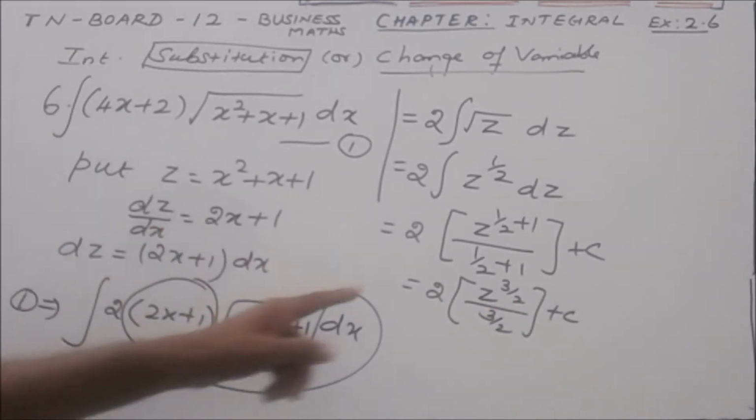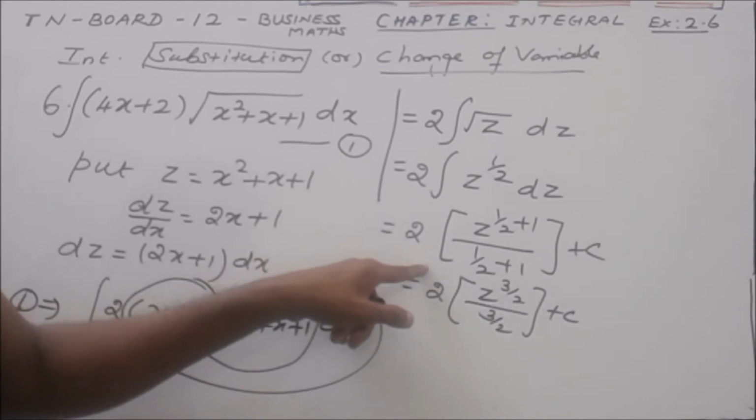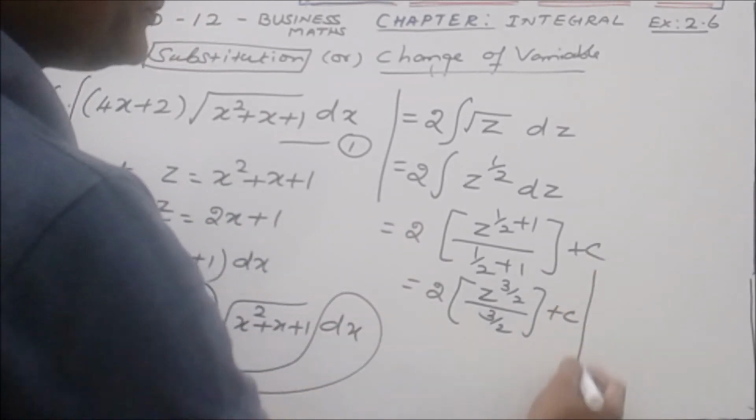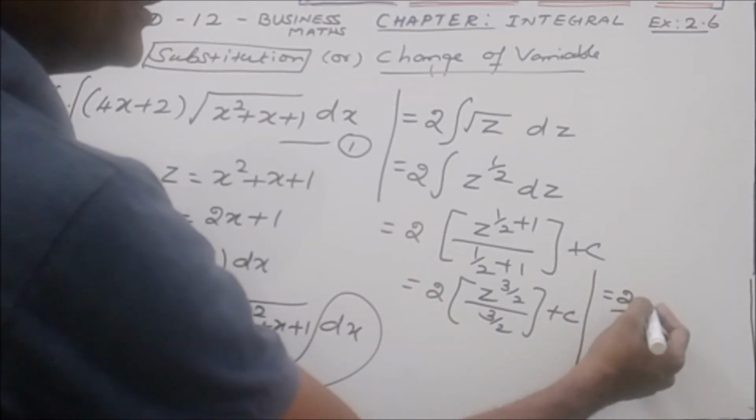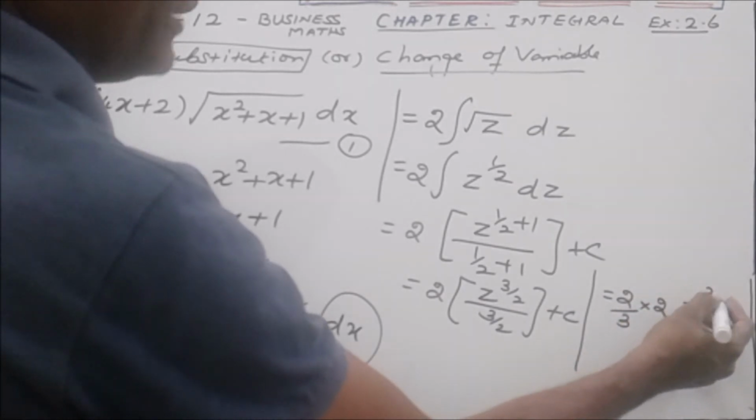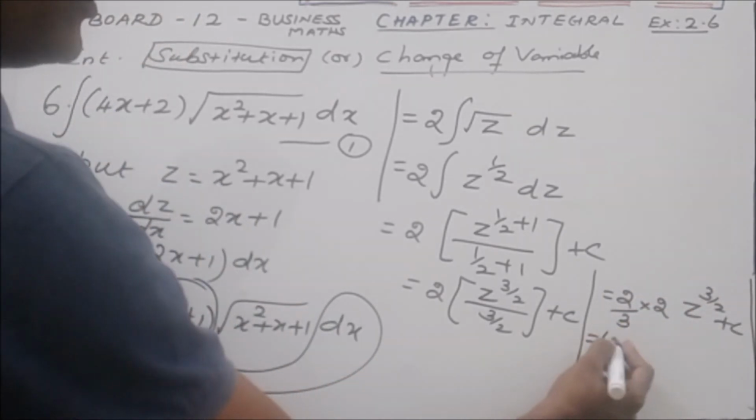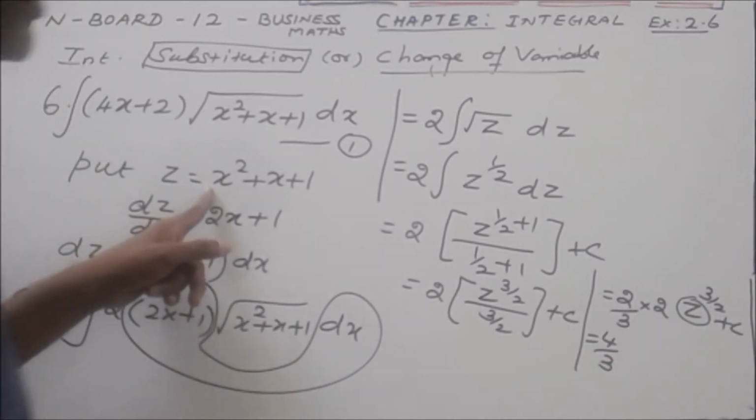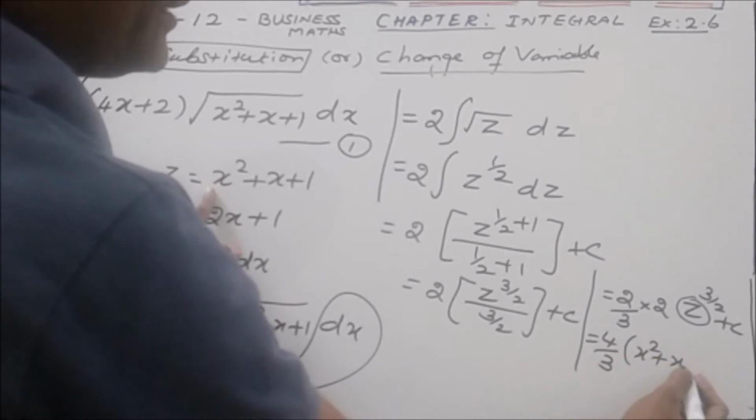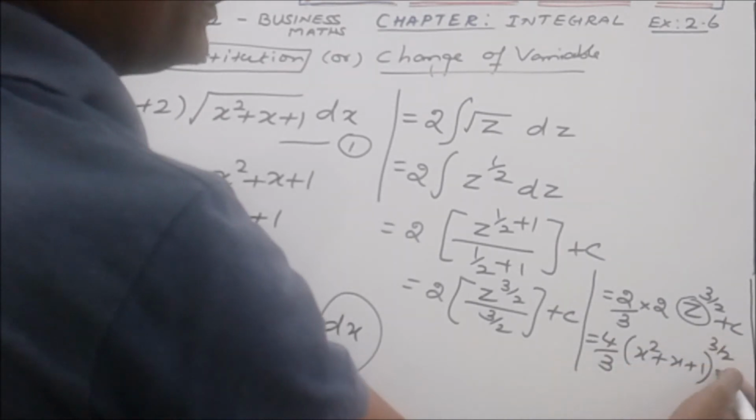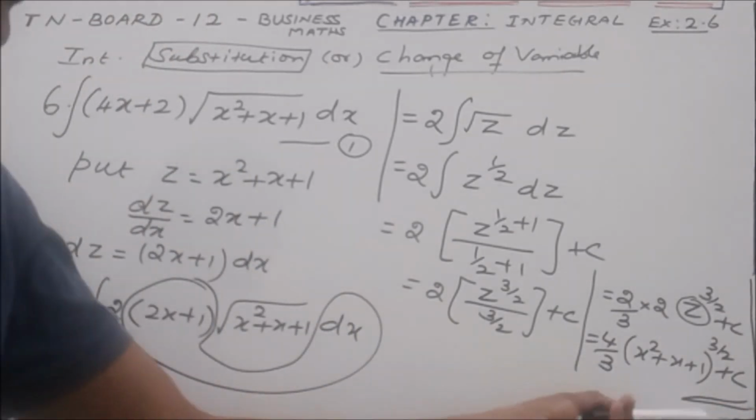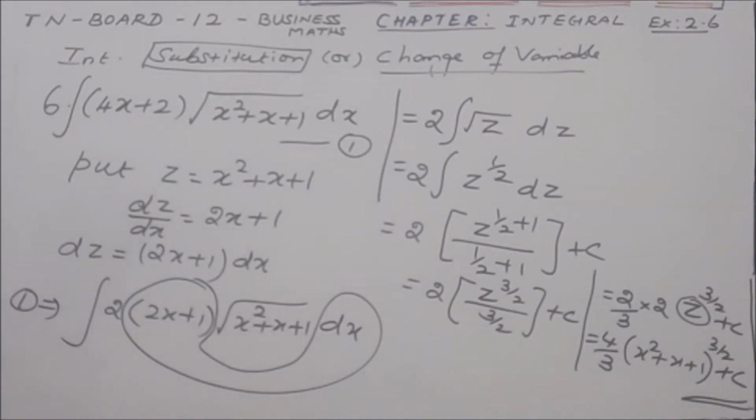Here the 2 by 3, which is the reciprocal of 3 by 2, is multiplied with the 2, giving 2 by 3 into 2 into z power 3 by 2 plus c. So 4 by 3 into z power 3 by 2, and instead of z we substitute x square plus x plus 1. So 4 by 3 into x square plus x plus 1 whole power 3 by 2 plus the constant of integration c is the answer of question number 6.